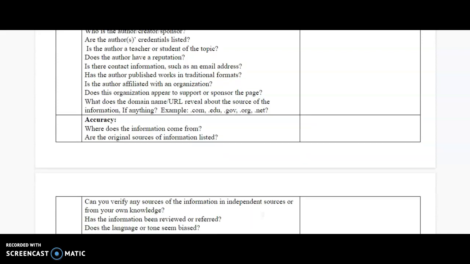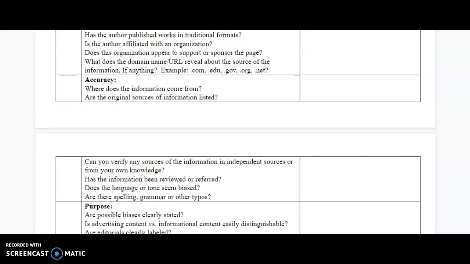Does this organization appear to support or sponsor the page? That's also very important, because if you're looking at pharmaceutical drugs, you want to make sure you're not only reading just the pharmaceutical company's opinion about this particular drug, you're also looking at the FDA, you're looking at Medline, those types of sources, to make sure that they all say the same thing. You're not just taking the company's word for it.